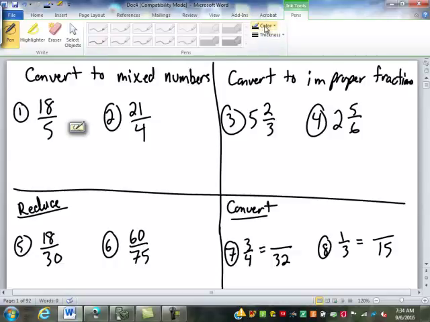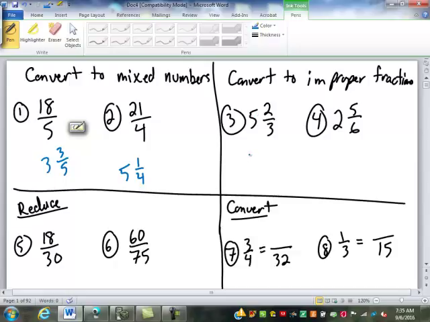Okay, so for our first couple up here, taking improper fractions into mixed numbers. Number 1, what'd you get? 3 3/5. Good. Number 2, what'd you get? 5 1/4. Good. The next couple, changing them from mixed numbers into improper fractions.